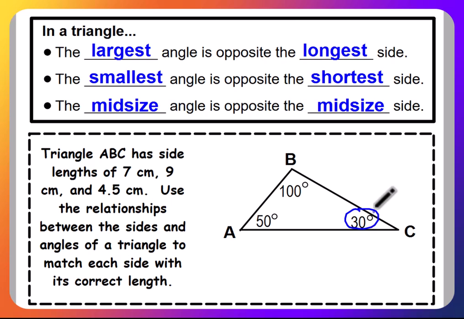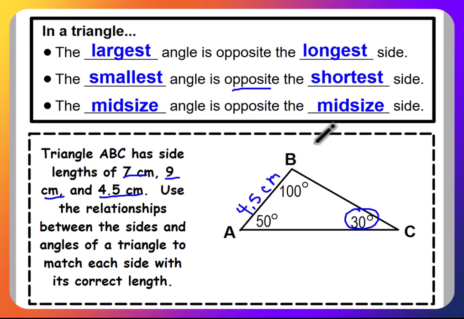The smallest side is going to be opposite the smallest angle. So what side is opposite angle C? This one's pretty easy to tell. It's going to be this side AB. So if angle C is the smallest angle, side AB is the smallest. Looking at my 7 centimeters, 9 centimeters, and 4.5, the 4.5 centimeters is the smallest.